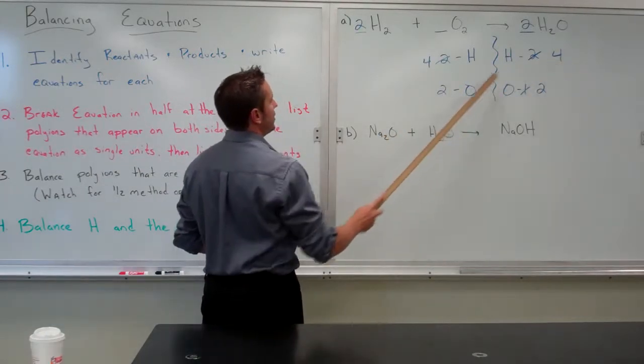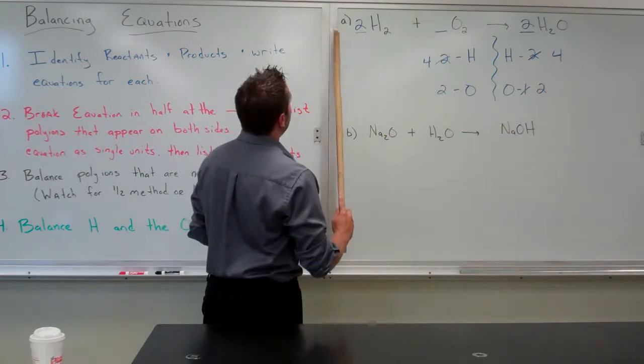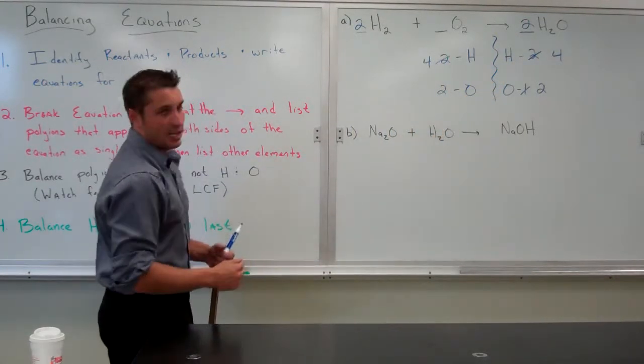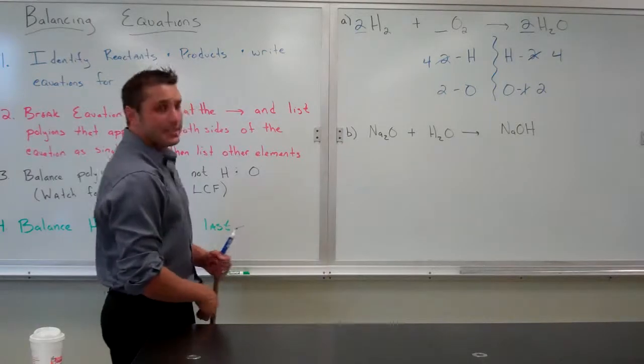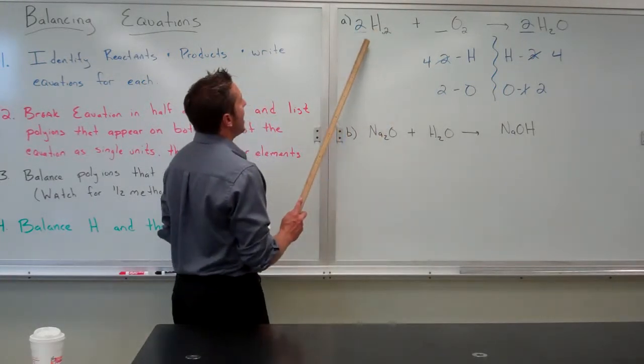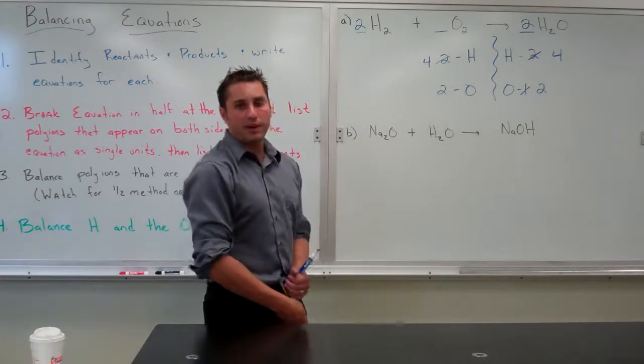4 H's, 4 H's, 2 O's, 2 O's, and you'll see that a 2, 1, 2 ratio gets the equation to be balanced. Anytime a question asks you what the molar ratio of something is, they're simply asking you what are the coefficients in front of each of these compounds.